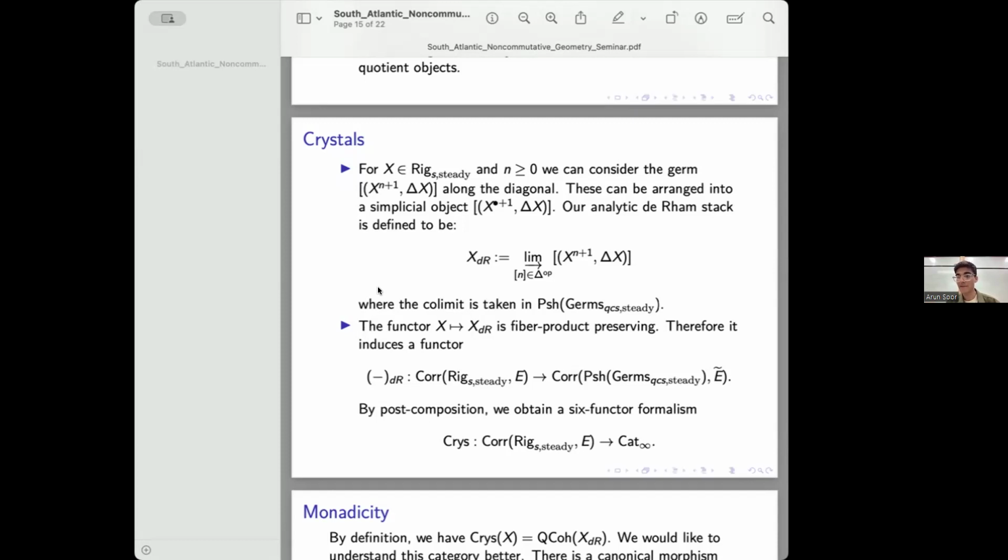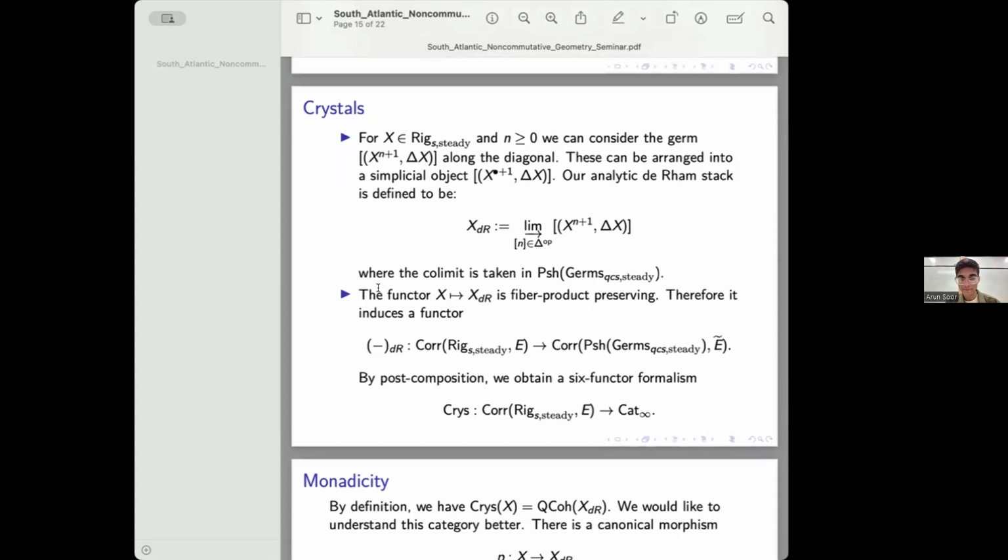If you've seen Čech-Alexander cohomology or Čech-Alexander cochains, it's quite similar to this. And then there's a relation between Čech-Alexander cochains and infinitesimal and de Rham cohomology and things like this. Yeah. Okay. Thank you.